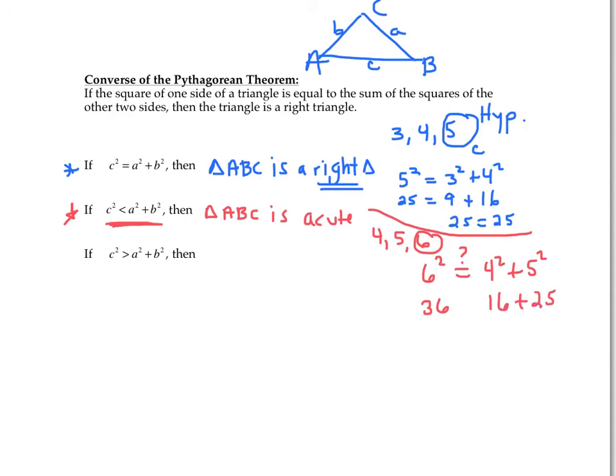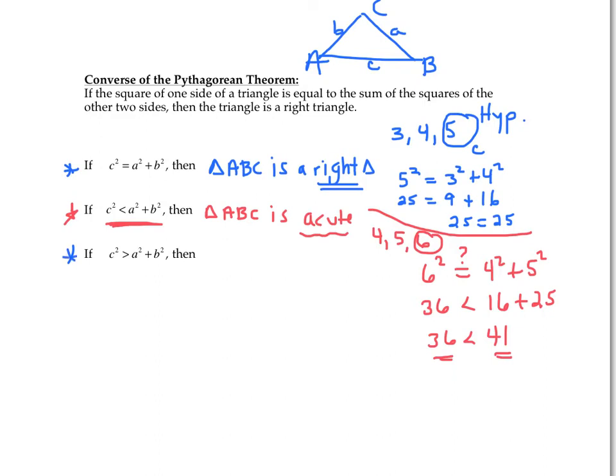So in the end, we're going to have 36 is less than the sum of 16 and 25, because 16 plus 25 is 41. So since 36, that's our c squared value, is smaller than 41, our triangle, whose sides are 4, 5, and 6, would be acute.